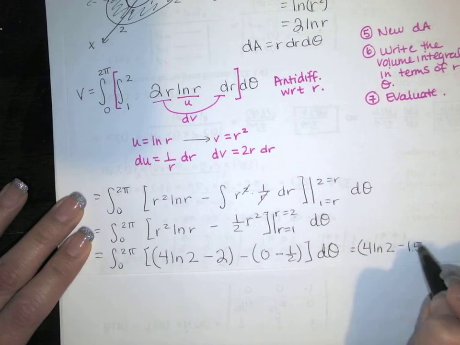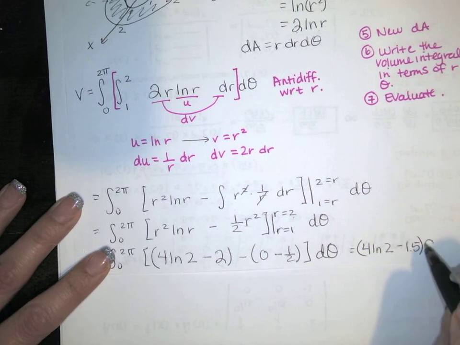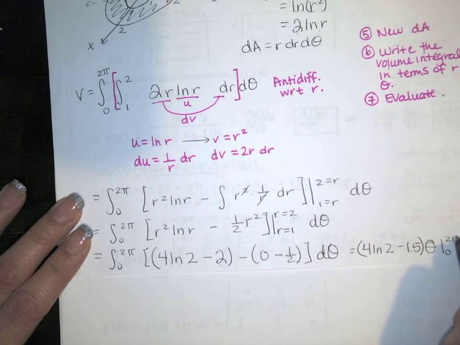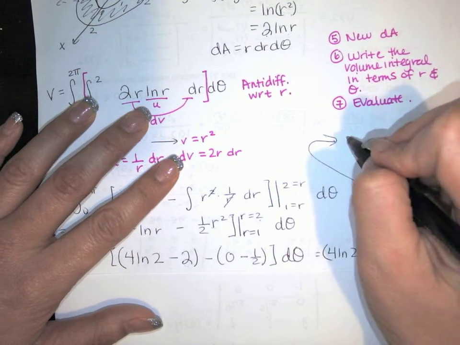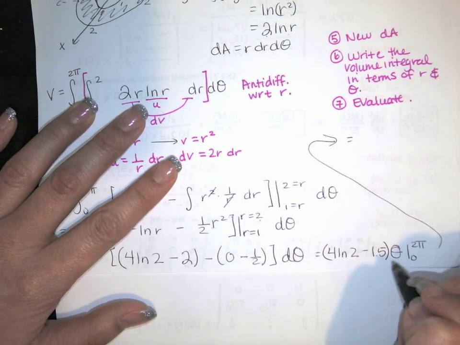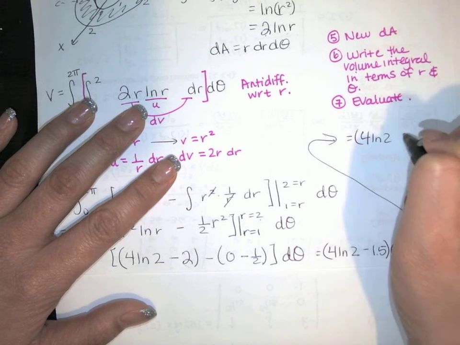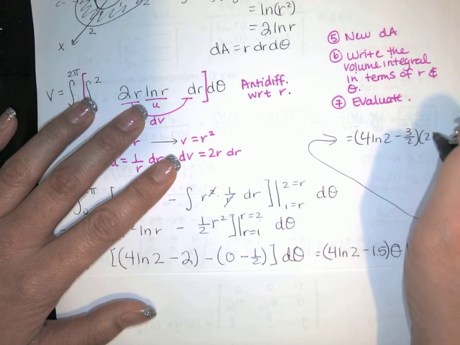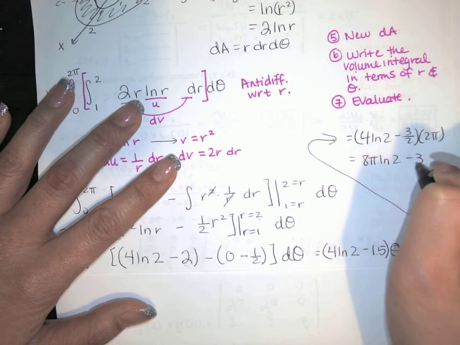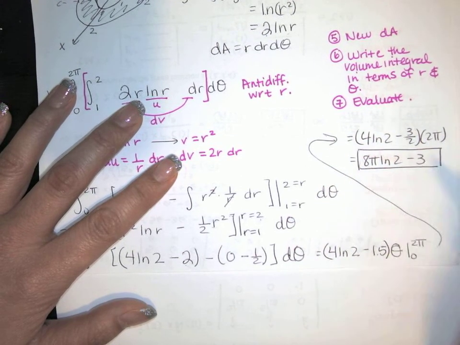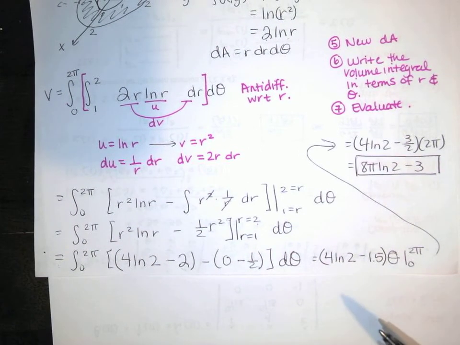That's all constant, so I'm factoring it out. The antiderivative of that constant with respect to theta is that constant times theta. Replace theta with 0 and 2 pi and subtract, and we get this. When I evaluate this at 2 pi, I get 4 natural log of 2 minus 3 over 2 times 2 pi. So I'll distribute my 2 pi, and I'll get that. And at 0, we would get 0, and we subtract 0, so that doesn't change anything.